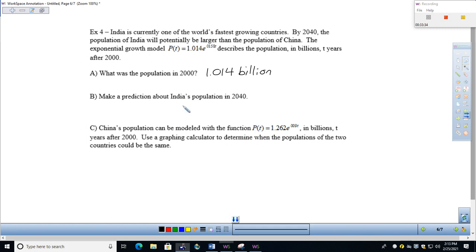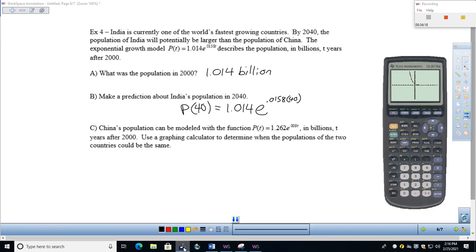Make a prediction about India's population in 2040. Again, nothing doing, guys. It's just a function: inputs and outputs. The 2040 would represent a time value, so it's the input of this function. So just be careful, though. Obviously, if we're starting in 2000, it would be 40 years. So I'm going to do 1.014 times e raised to the 0.0158 times 40. And again, all of that will be up in the exponent. We're going to let the calculator do the work. Okay, input of the function. Let's come up with the output of the function.